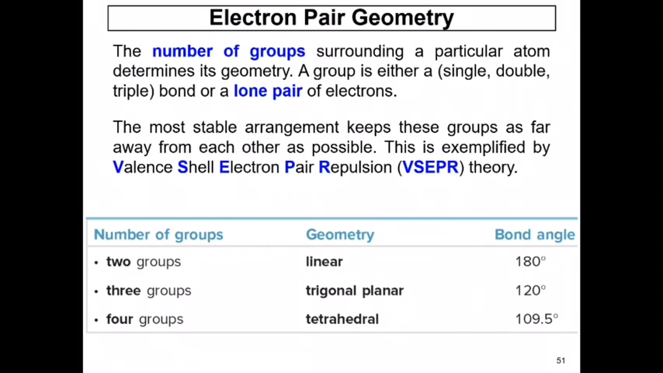Any molecule with only two groups will always have a linear geometry. Three electron groups will always have trigonal planar geometry, whereas four electron groups will always have tetrahedral electron geometry. And these are the bond angles associated with the geometry. For linear, the bond angle will be 180 degrees, trigonal planar will be 120 degrees, and a tetrahedral geometry will have a 109.5 degree bond angle.